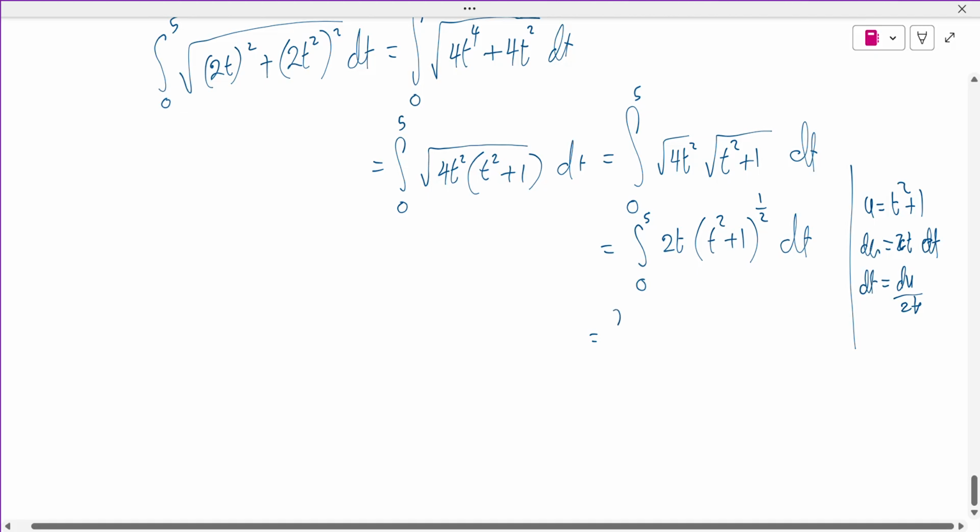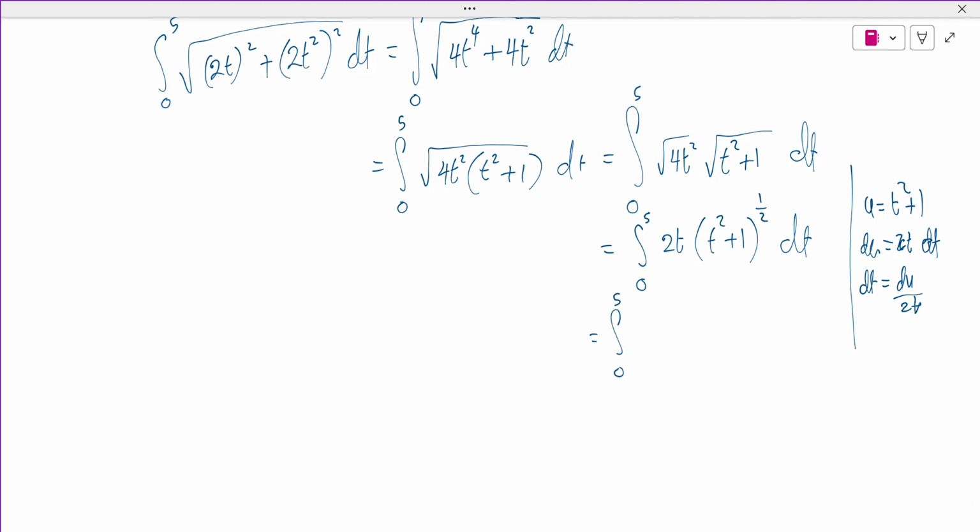So it's the integral from 0 to 5. Well, if we are using 0 to 5, let me erase them because I'm switching to u now, and then I will switch back to t. So this is 2t, this is u raised to half, and this is du over 2t. We can cross them out.